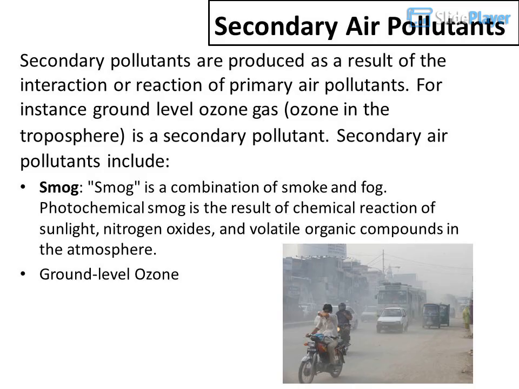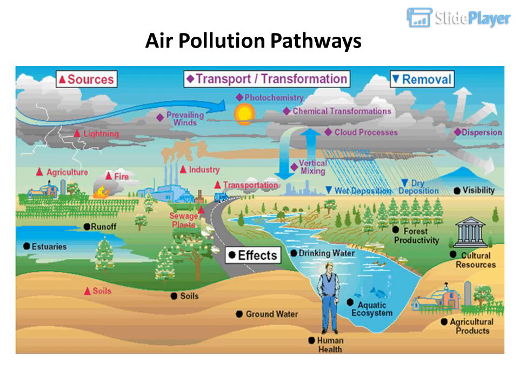Secondary pollutants are produced as a result of the interaction or reaction of primary air pollutants. For instance, ground-level ozone gas, ozone in the troposphere, is a secondary pollutant. Secondary air pollutants include smog. Smog is a combination of smoke and fog. Photochemical smog is the result of chemical reaction of sunlight, nitrogen oxides, and volatile organic compounds in the atmosphere. Ground-level ozone. Air pollution pathways.